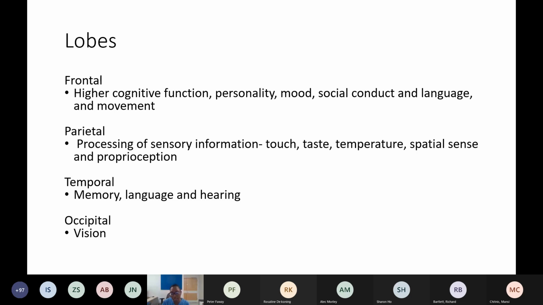Temporal lobe, as we've mentioned, has the area that's really important for hearing and language, but also is important for memory. And finally, the occipital lobe, I think most people will know, is key for vision.